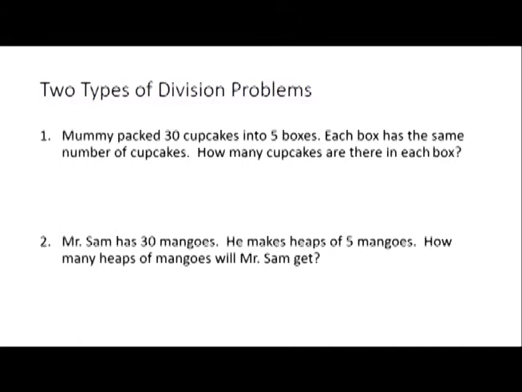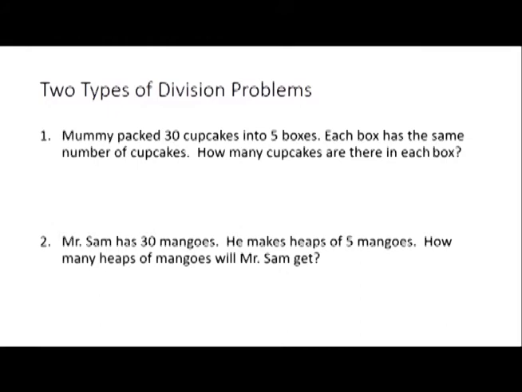Problem 1: Mommy packed 30 cupcakes into 5 boxes. Each box has the same number of cupcakes. How many cupcakes are there in each box? A very simple question, and with very simple numbers. We know how many cupcakes Mommy has. We know how many boxes she has. What we do not know is how many cupcakes are going into each box. There is one important fact that we do know about the cupcakes, and that is the same number is going into each box.